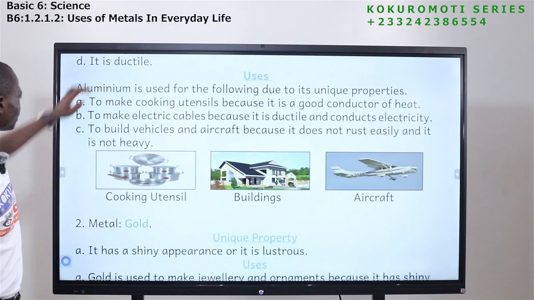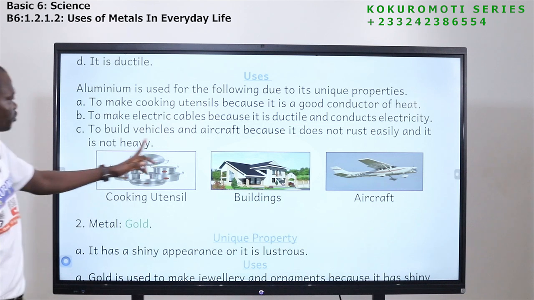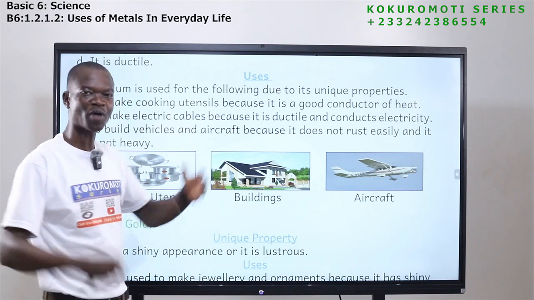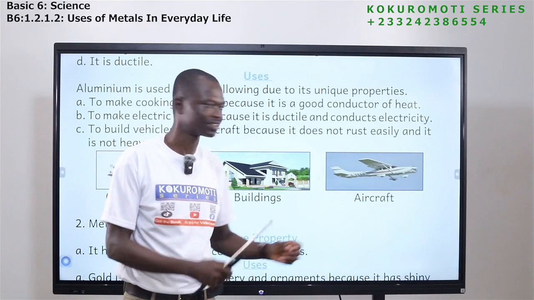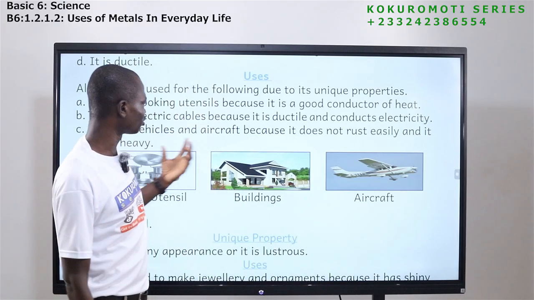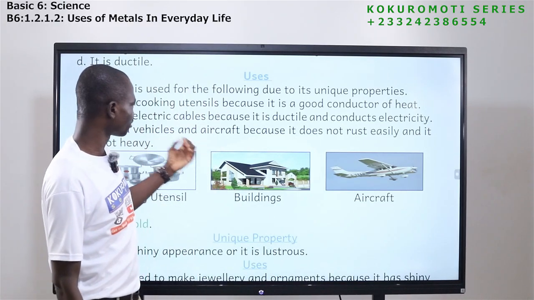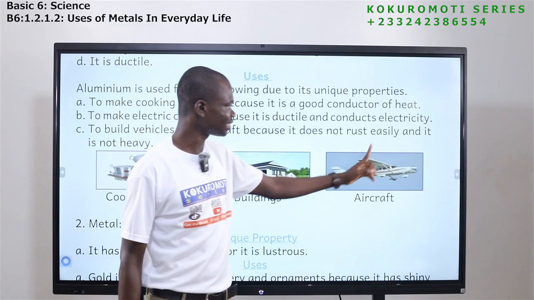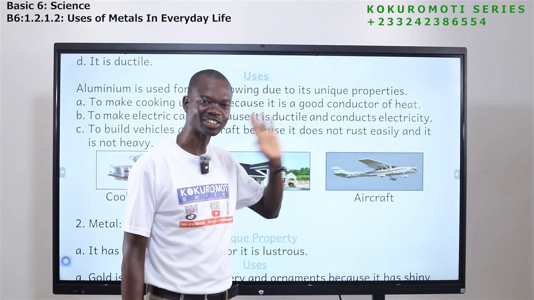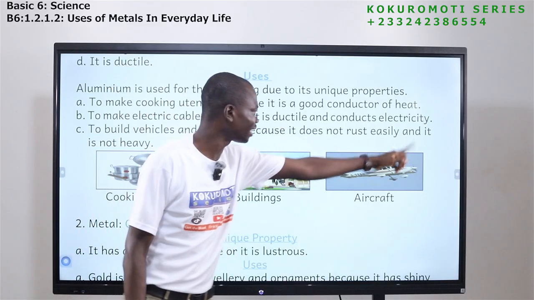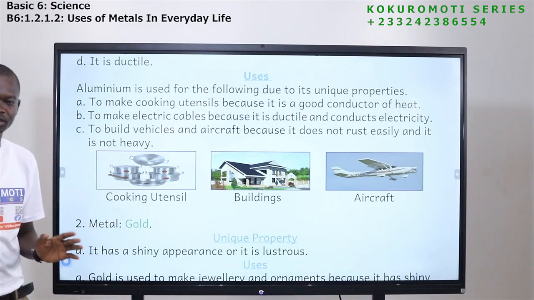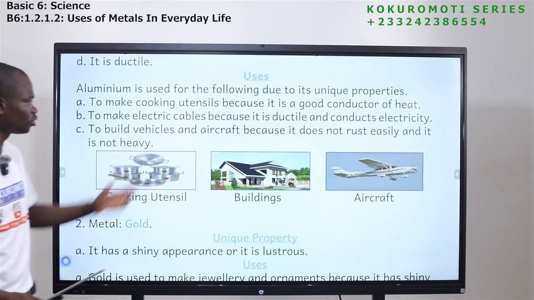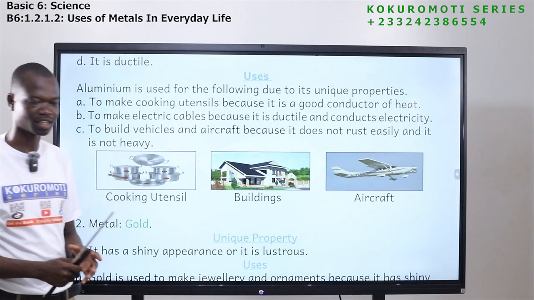Okay, the next one is that aluminium is used to build vehicles and aircrafts. Why do we use aluminium to build aircrafts and vehicles? Because it does not rust easily, and it's not heavy. Aluminium is not heavy. So because of that, it is used to build vehicles and aircrafts.